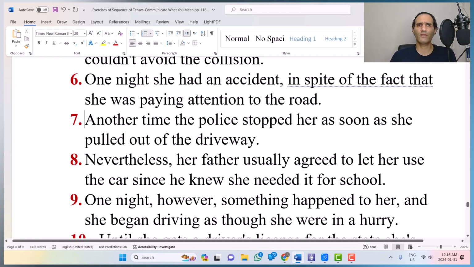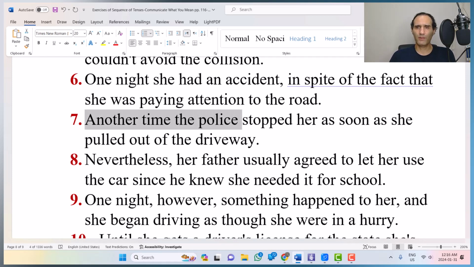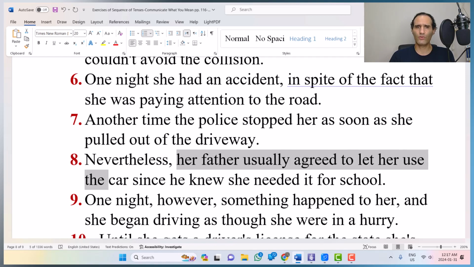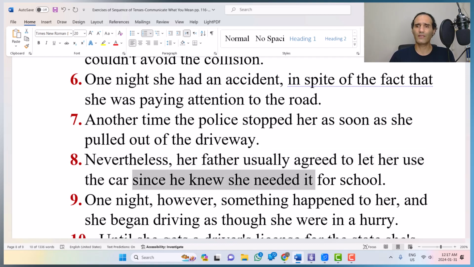Subordinating conjunctions of contrast. Another time the police stopped her as soon as she pulled out of the driveway. Interesting. Nevertheless, her father usually agreed to let her use the car since he knew she needed it for school. So 2 points in this sentence. Number 1, her father usually agreed to let her use. After let, the verb form is simple. Let her use, not let her to use. This is a common mistake in many language learners. The car, since, here means because.